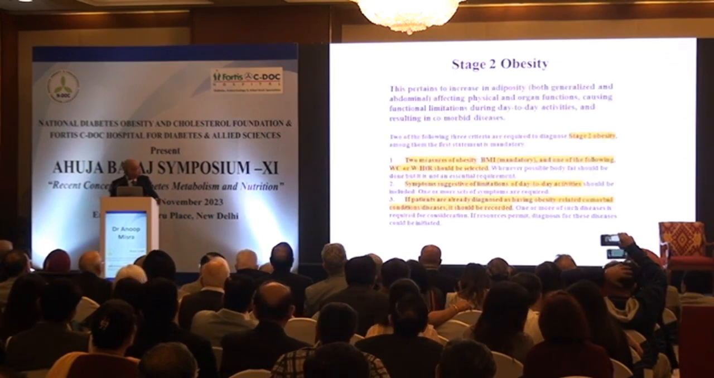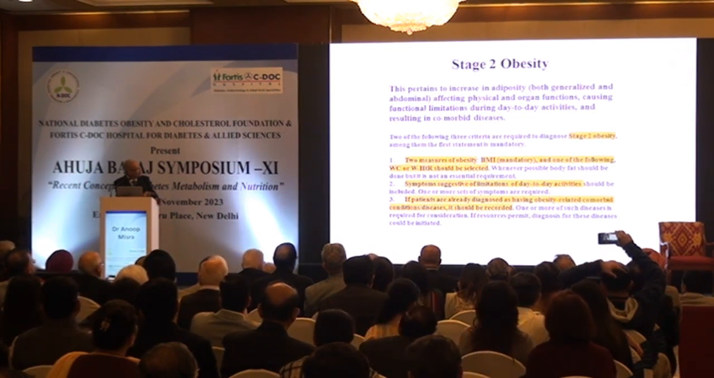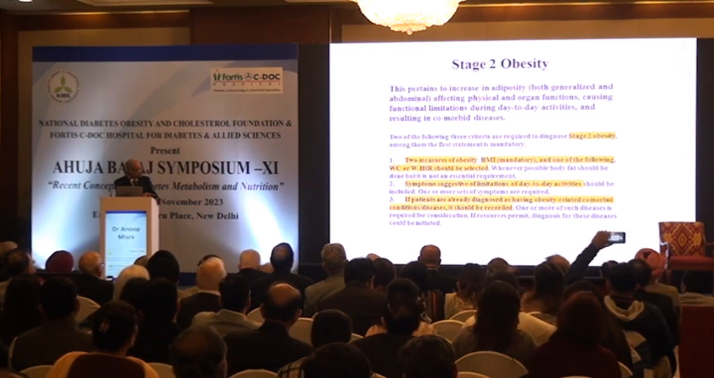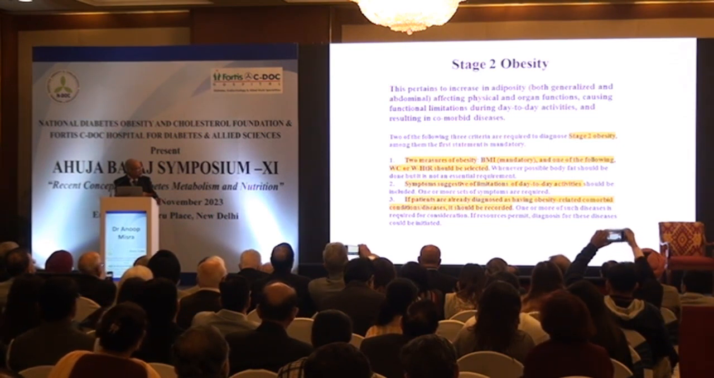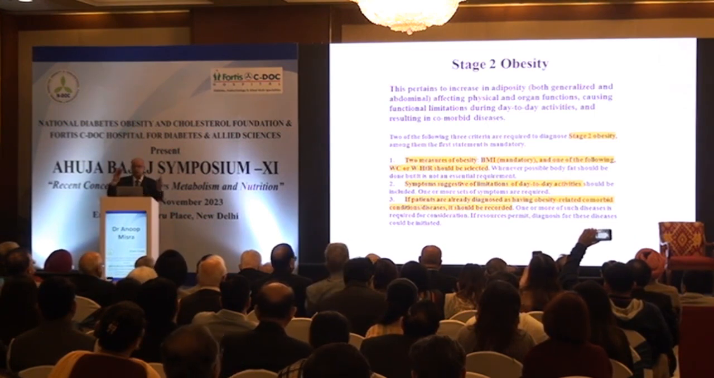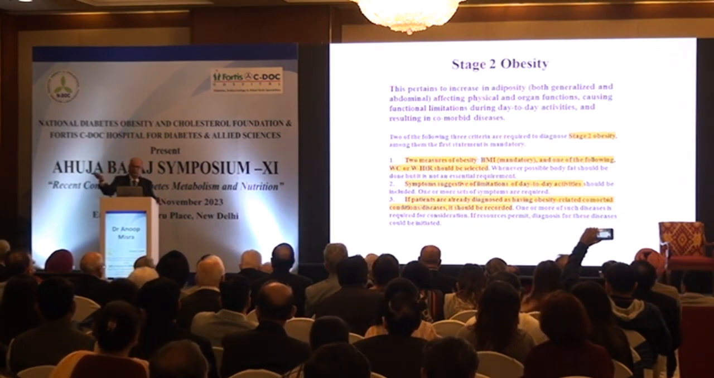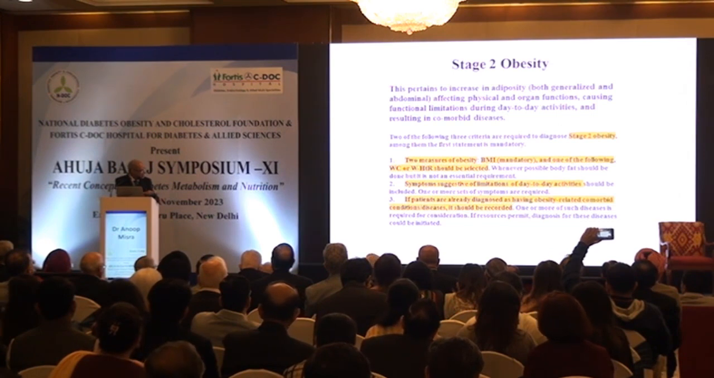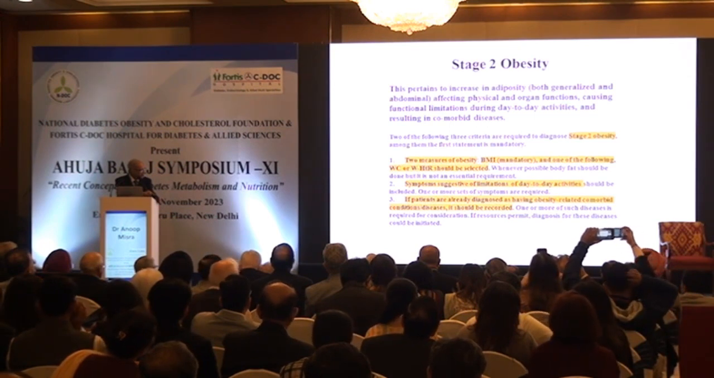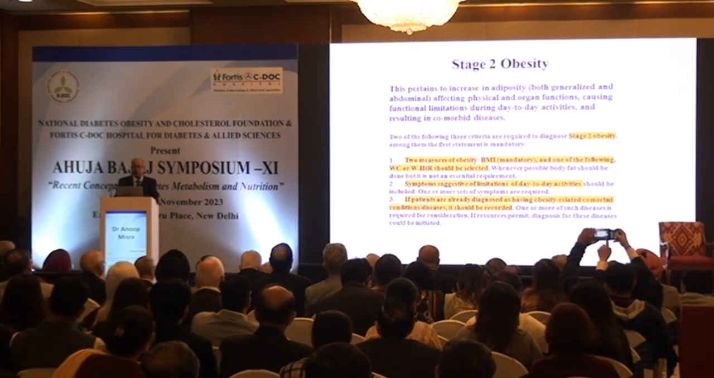Stage 2 obesity. This pertains to increase in adiposity, both generalized and abdominal, affecting physical and organ function, causing functional limitation during day-to-day activity and resulting in comorbid diseases. So, 2 of the 3 criteria are needed. One is a mandatory BMI plus waist circumference or waist height ratio. So, BMI you should do, and simple is waist circumference, and you can calculate waist height ratio also based on that. Symptoms suggestive of limitation of day-to-day activities, I'll come to that. And a patient already diagnosed with obesity-related comorbid diseases, it should be recorded or may require reconsideration.